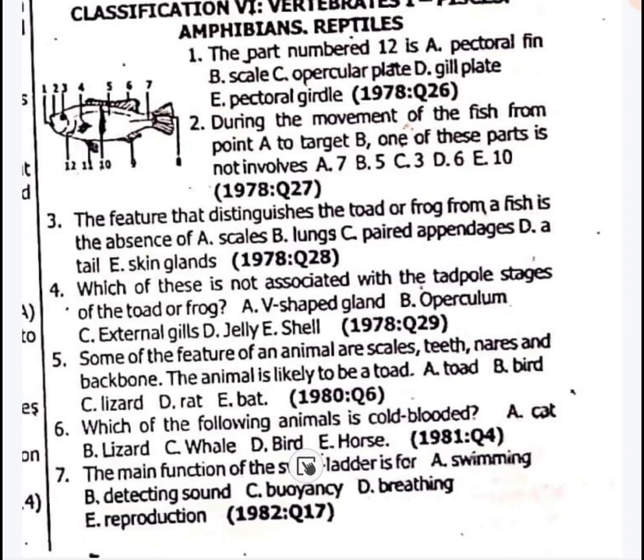Question 7, the main function of the swim bladder is for buoyancy. Now I'd like to give a note before we end this session. The first thing you should note down, number 1, the swim bladder or air bladder is a long, narrow, thin-walled sac filled with air, and it is only found in bony fish. Number 2, the bladder also controls pitch, which involves swimming up or down.